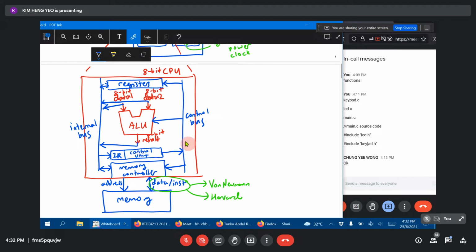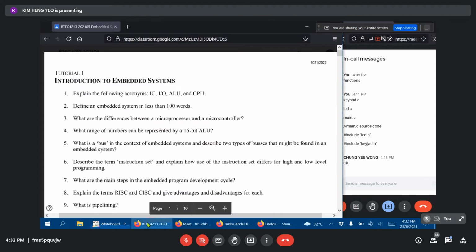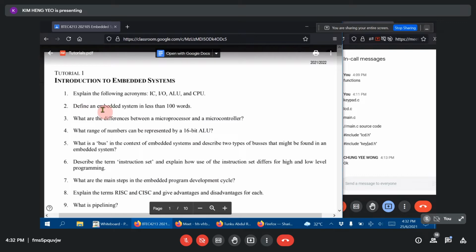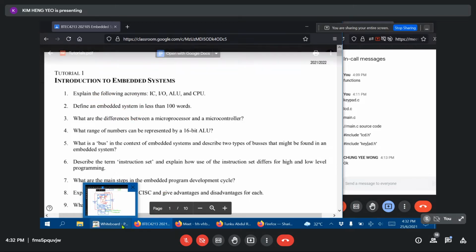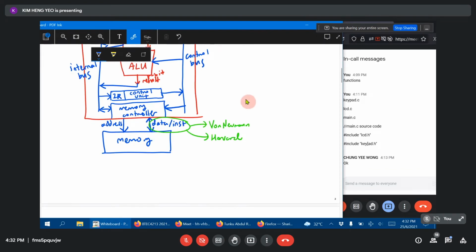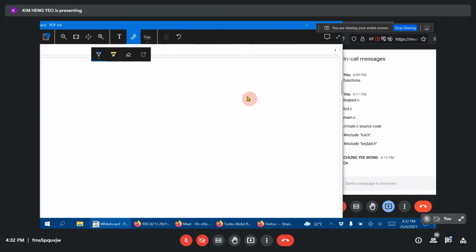So the next question is, what is an embedded system? Why do you call it embedded? The reason you call an embedded system embedded is because embedded systems are products. It is a product. Remember, an embedded system is a product.